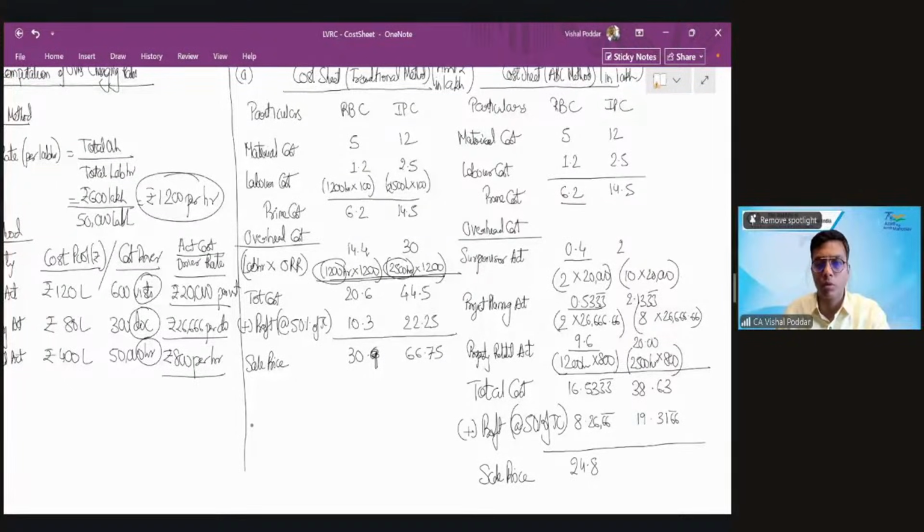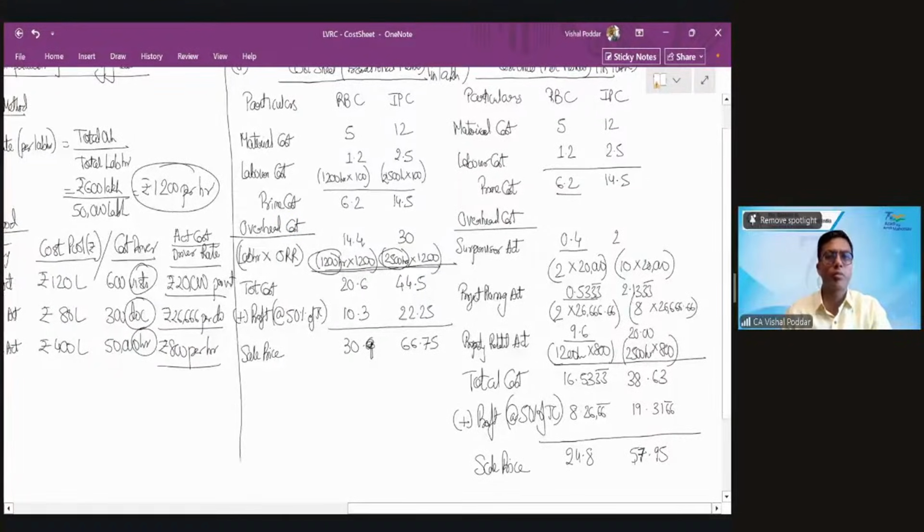So my total is 57 lakhs 95,000. Now see the difference, students, that is being created because of change in your approach of charging overheads.